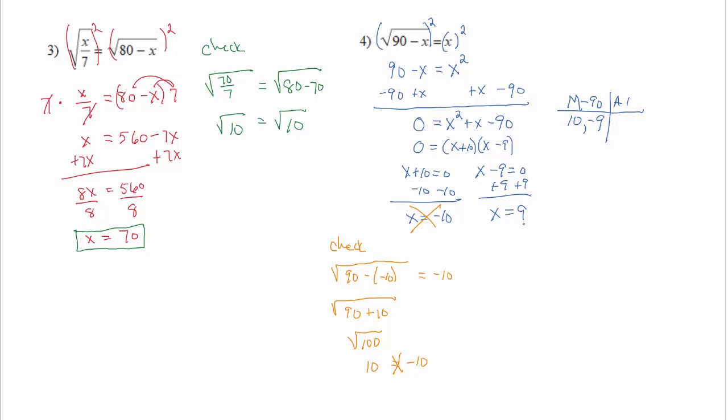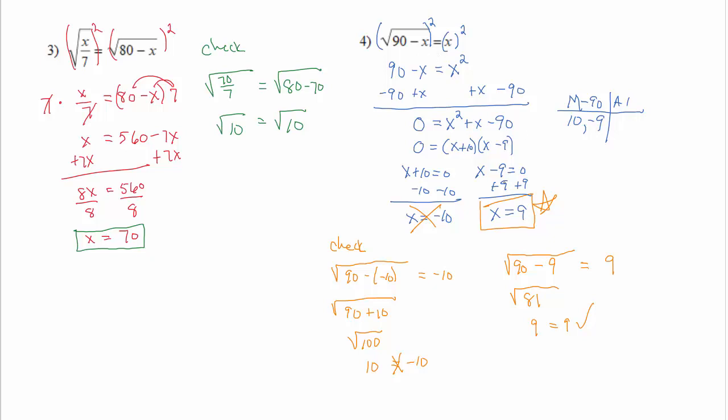Let's see whether or not 9 is a solution or an extraneous solution. So let's plug it into the same equation. 90 minus 9, does that equal 9? So the square root of 81, the square root of 81 is 9. Does 9 equal 9? It does. Ding, ding, ding! That means that x equals 9 is the only solution to this equation.